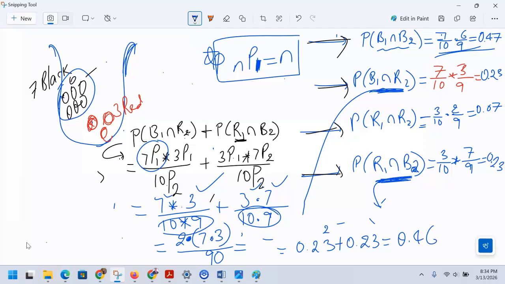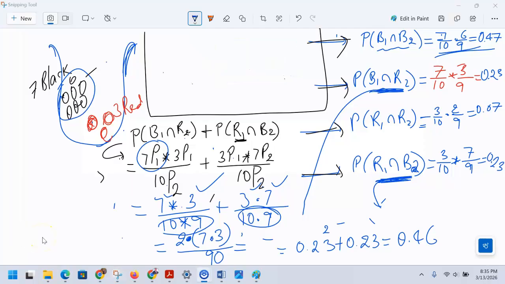Okay, the last question is the C part. If you check your paper, the last question is asking you the probability of drawing at least one black marble. So what is the probability of at least one? So this answer is directly the same as one.